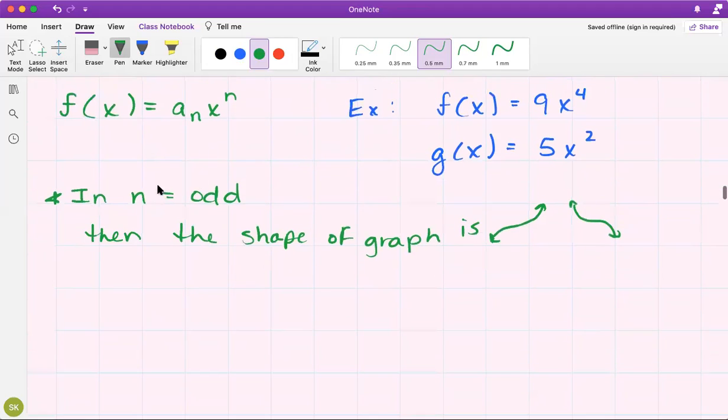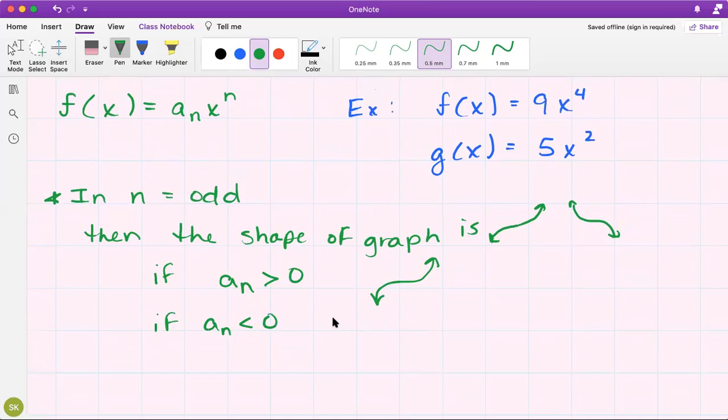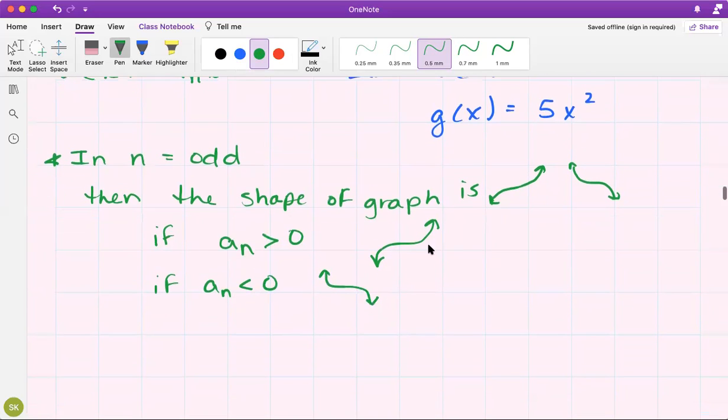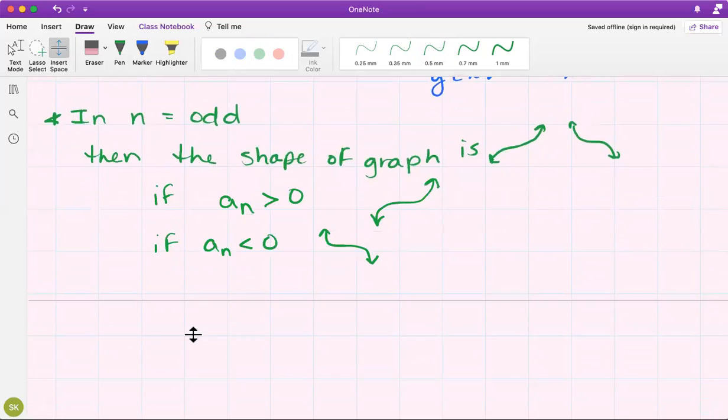So here, what we're going to write is that if n is odd, then you're going to get one of these two shapes. How you choose is if a sub n is greater than 0, you're going to get this shape. And if a sub n is less than 0, you're going to get this shape. We're going to look at some examples, and we're going to prove this as well. That's the overall shape. Now, the higher the degree, if it's odd, the skinnier the graph will look.